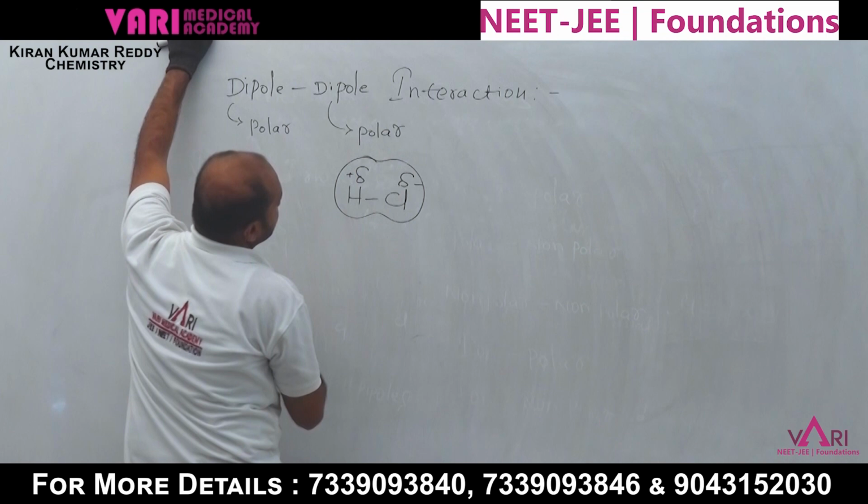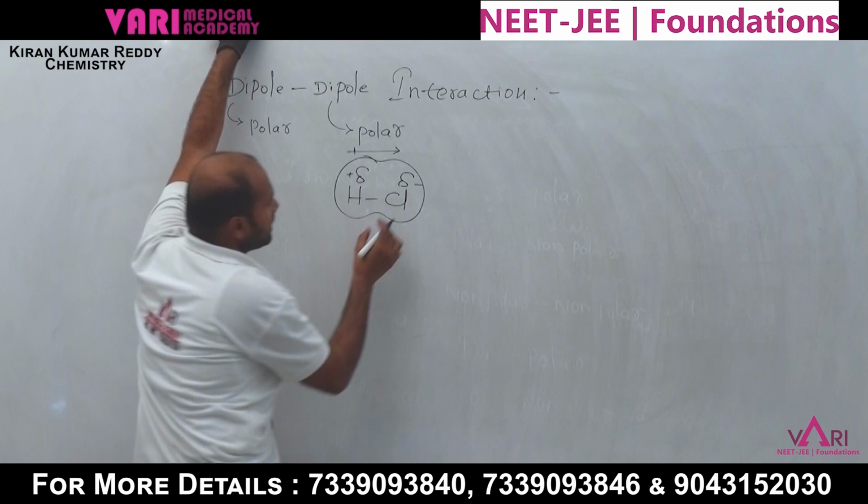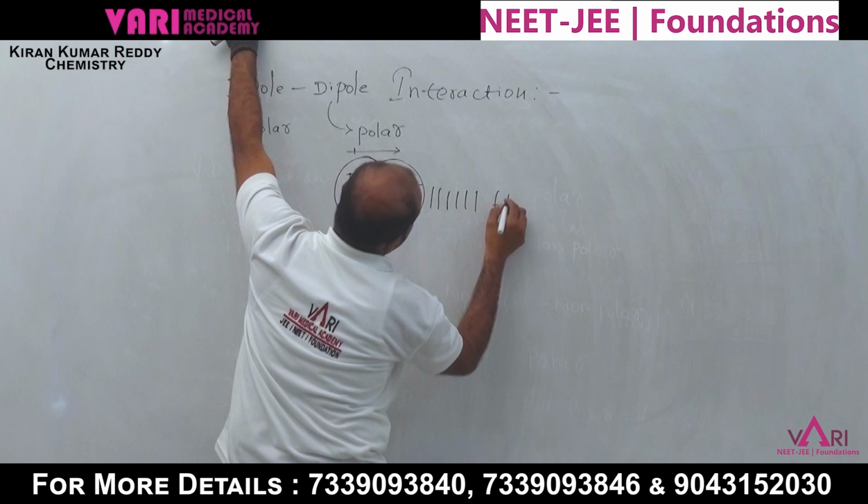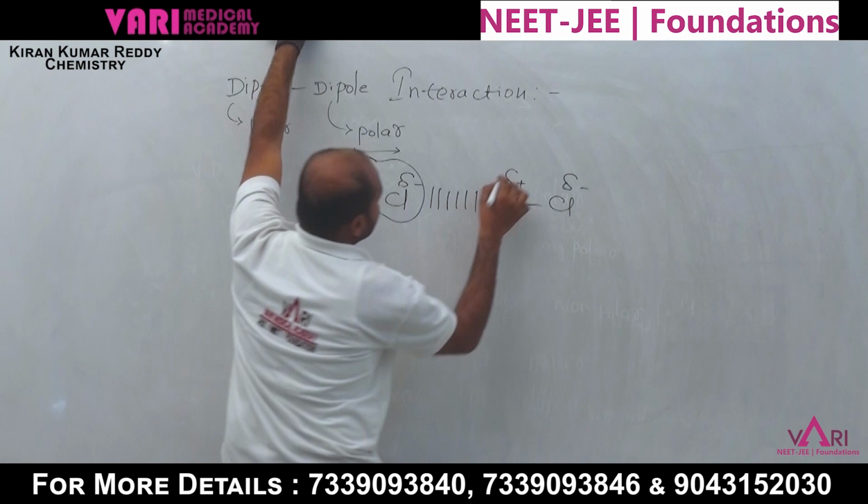Now, which side is the dipole moment? From less electronegative to more electronegative. Another one is dipole-dipole interaction, here with H plus and Cl minus, and here also negative. This type of interaction is called dipole-dipole interaction.